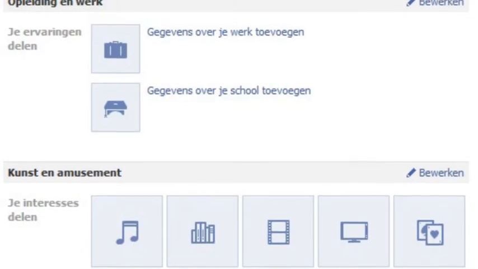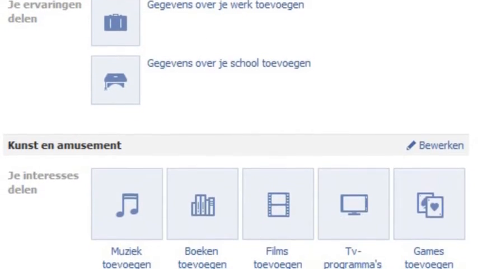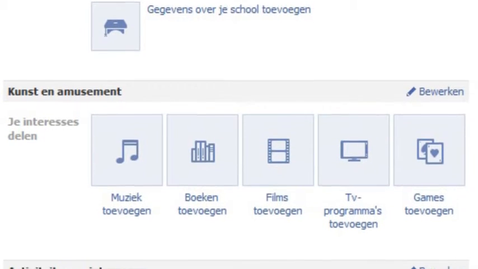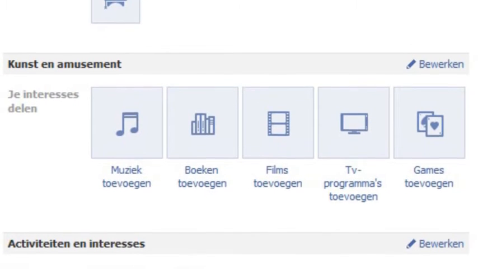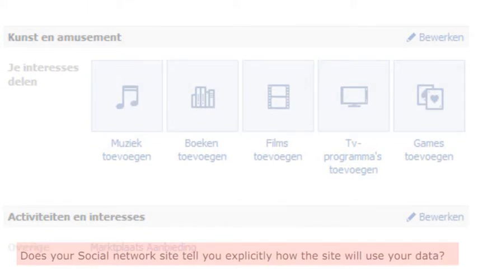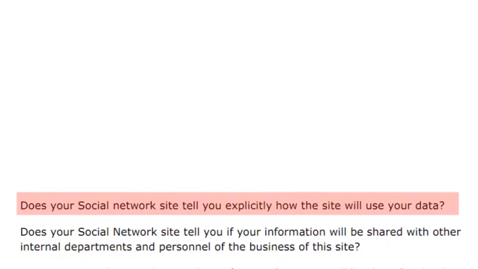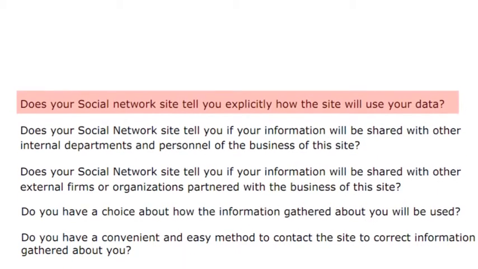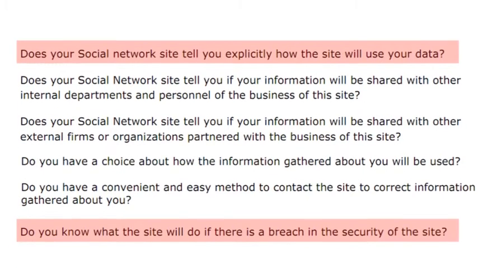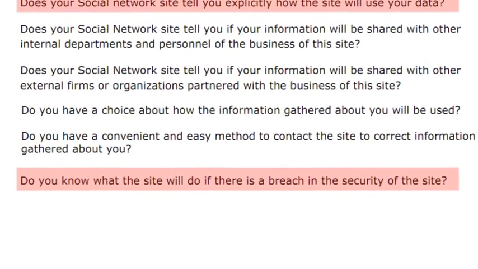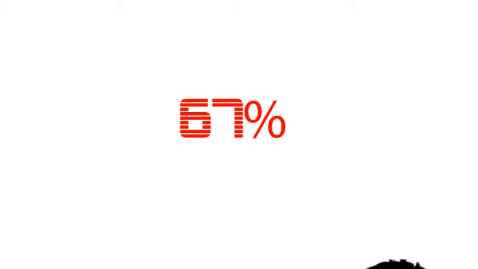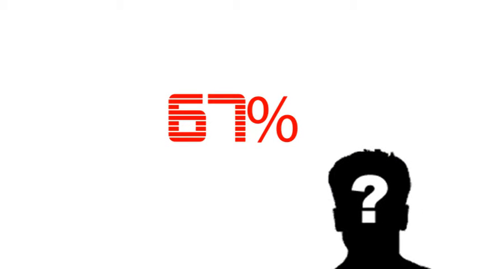Questions between readers and non-readers of social network site privacy policies also showed noticeable differences. Readers of privacy policies did not post their social activities and tastes and preferences as often as non-readers. Also, some questions were answered with yes more often than by non-readers. Questions like, does your social network site tell you explicitly how the site will use your data? And, do you know what the site will do if there is a breach in the security of the site? The most remarkable was that 67% of the students do not know what the site will do with their personal information.